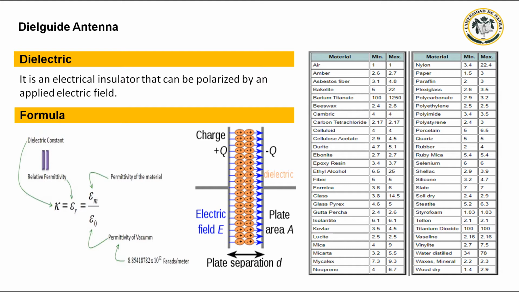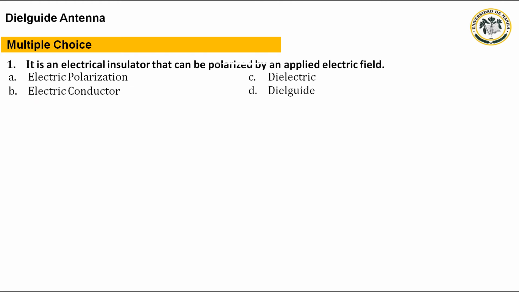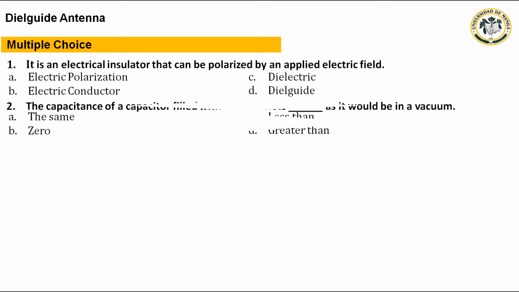Now, to be sure that you are truly listening, here are some multiple choice questions that I have prepared for you to answer. Number 1. It is an electrical insulator that can be polarized by an applied electric field. A. Electric polarization. B. Electrical conductor. C. Dielectric. D. Dielguides.